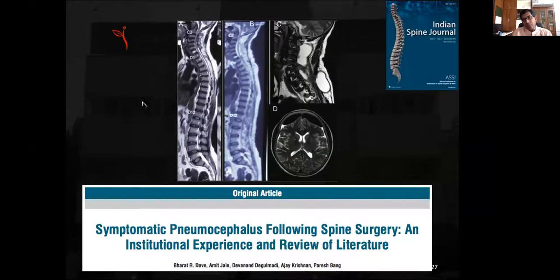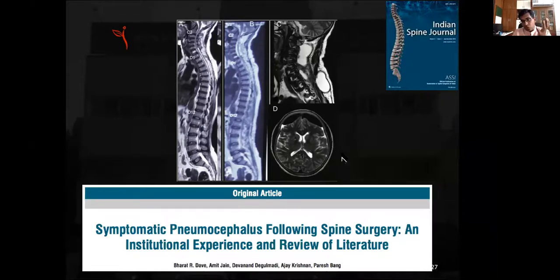This is another thing which we have noticed. We have already published this. We have a report of a significant number of cases of pneumocephalus at our institute for a varied group of surgeries. And in this, say this is the post-operative MRI of a patient already operated by a laminectomy. And 2 days down, the patient starts complaining, and then you have your MRI done and you are seeing the pneumocephalus there.